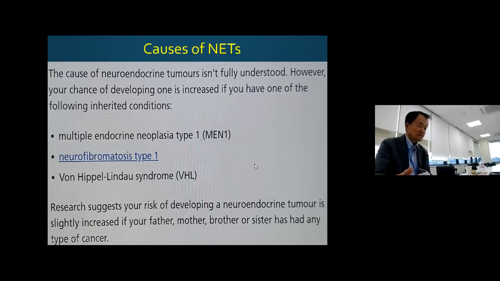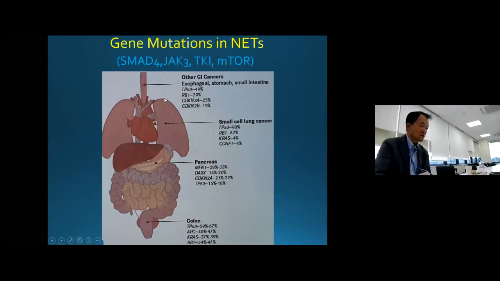So like every other cancer, no one knows exactly what the cause is, but we know certain multiple endocrine neoplasia and neurofibromatosis type 1, and the gene from von Hippel-Lindau syndrome contribute to these neuroendocrine tumors. Okay, so almost every organ you name has a lot of associated genes here. You can see many genes, and these genes.